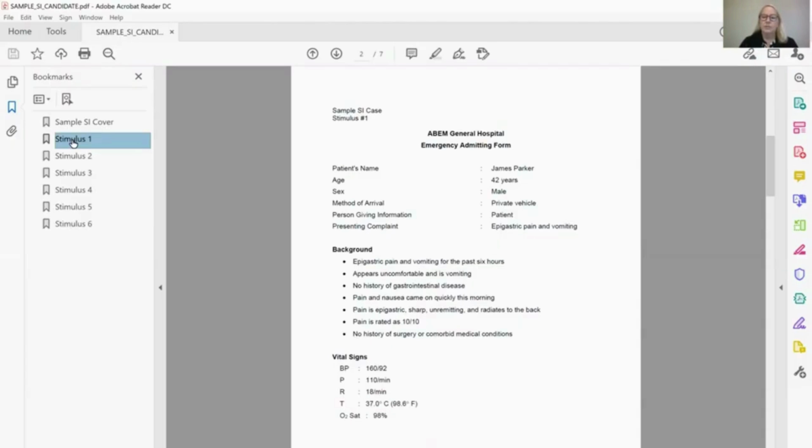I'd like to know his social history, if he's a smoker or a drinker, or if he uses any illicit drugs. I'd like to get a family history, and I'd also like to get a history of unintentional weight loss over the last number of months.